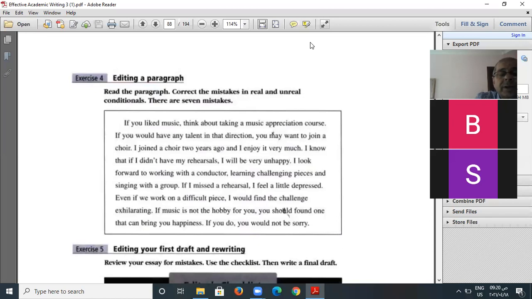Of course, what did we use here? We have real and unreal. In the same paragraph, the first two sentences are real. If you like music, think about taking a music appreciation course. The same for the second sentence: if you have any talent in that direction, you may want to join a choir. In the next sentence, what happened? I joined a choir 2 years ago. We are not talking about what? About the past.